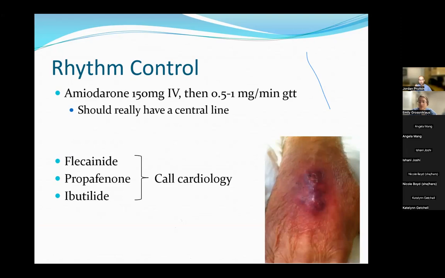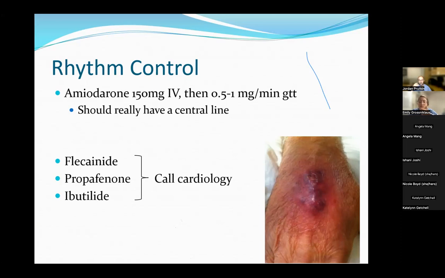If you're going to do rhythm control, if you decide you want to try and convert someone, amiodarone is the drug that you're going to use 99% of the time. You'll give an IV bolus of 150 milligrams, and then you'll start a drip, usually 1 mg a minute for 6 hours, and then 0.5 mg a minute for 18 hours, or longer, depending on the situation. Really, someone should have a central line if you're going to do it, like a PICC line or something else.